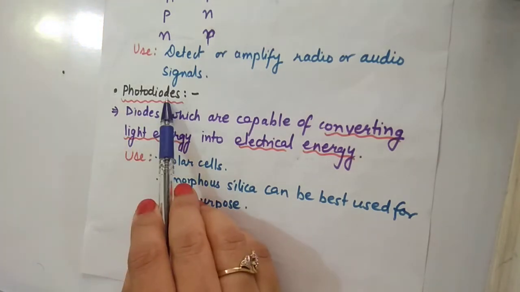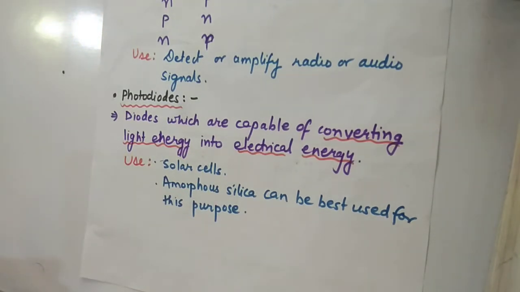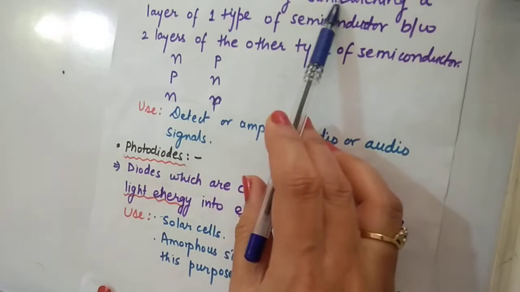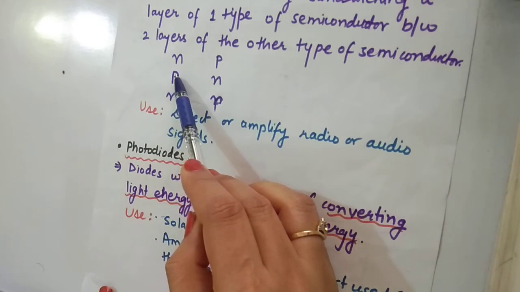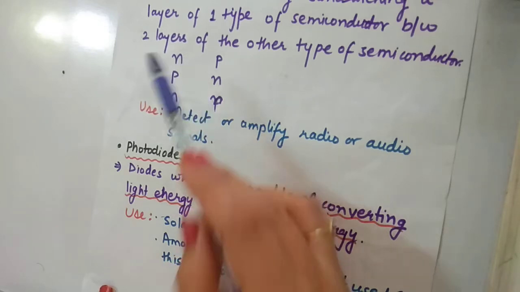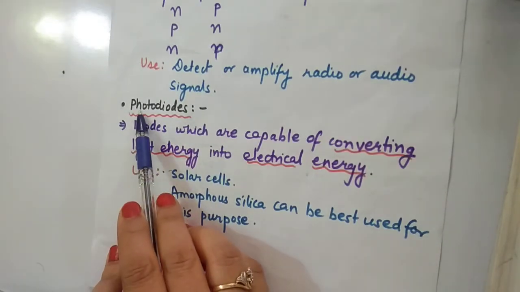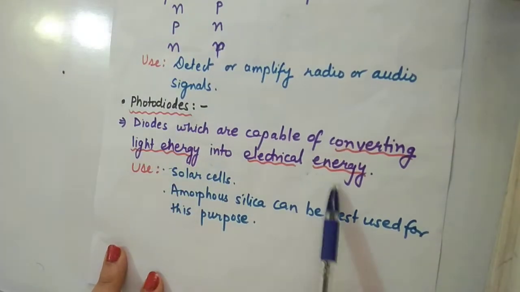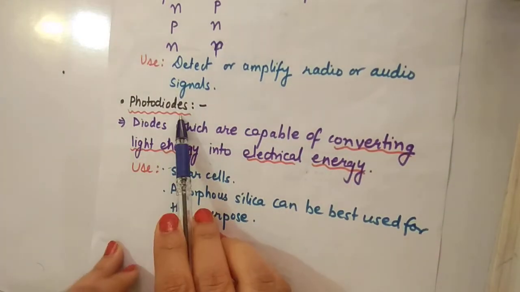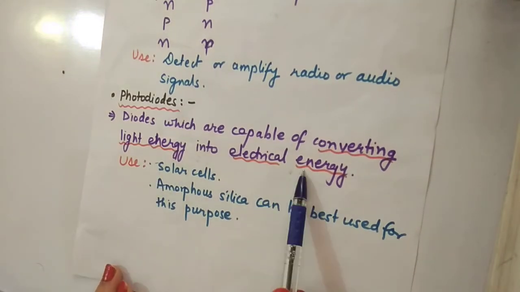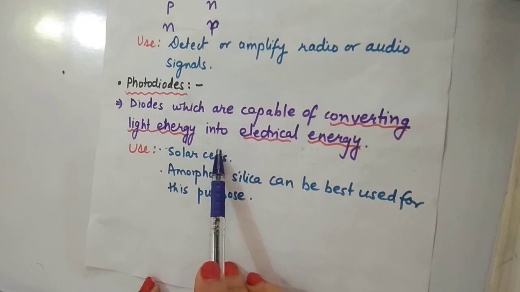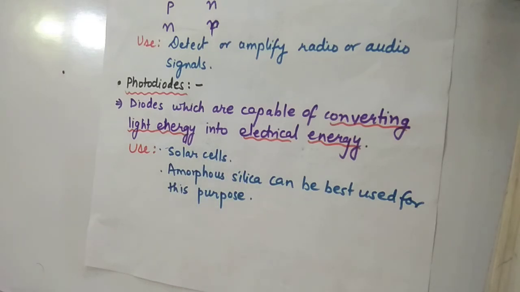Now the next application is in photodiodes. As the name indicates, photo means light, and diode, as you know, is one type of semiconductor sandwiched between the other type. Photodiodes are those diodes which are capable of converting light energy into electrical energy. Now where are they used? They are used in solar cells. And the material used in solar cells is amorphous silica.